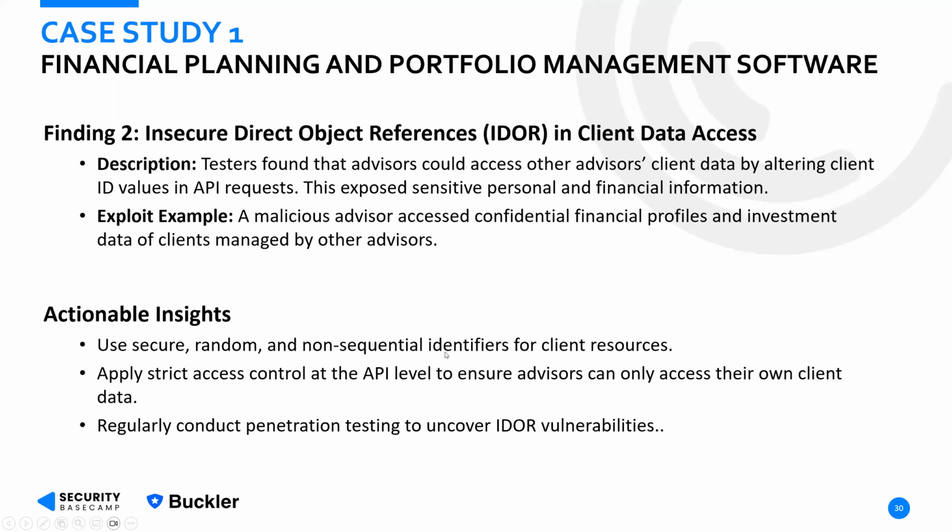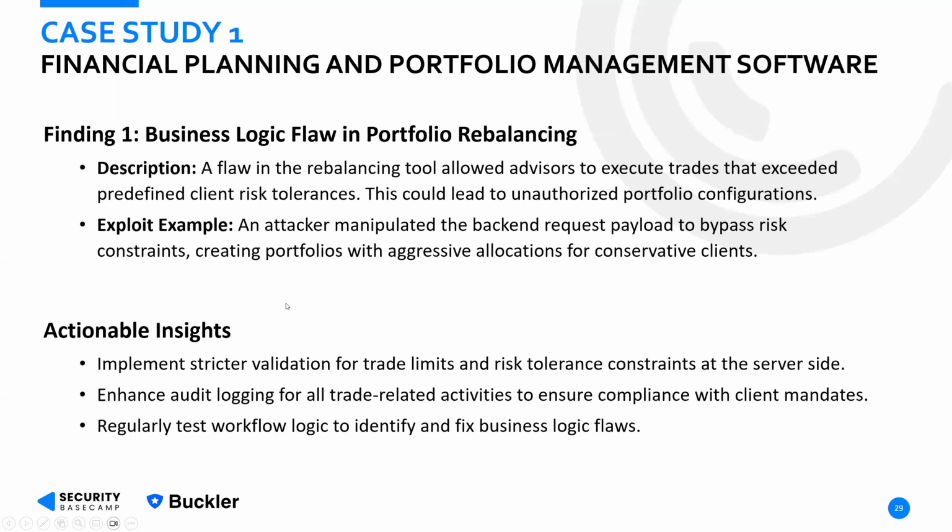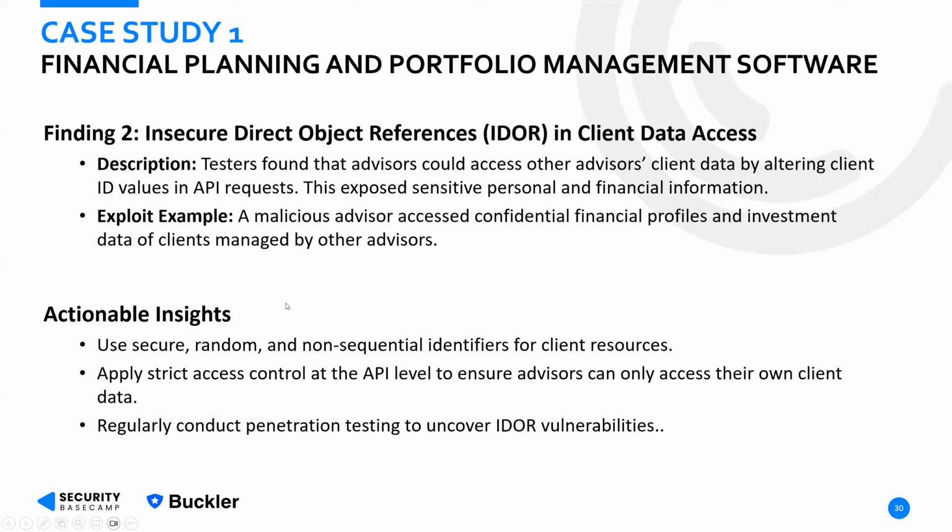Use secure, random, and non-sequential identifiers. Nothing easily guessed as it relates to performing queries. Apply strict access controls at the API level to ensure advisors can only access their own data. And then regularly conduct penetration testing to discover these sorts of vulnerabilities. Anything, Patrick, on these first two that you thought of as I was talking that you might bring up as an experienced tester?